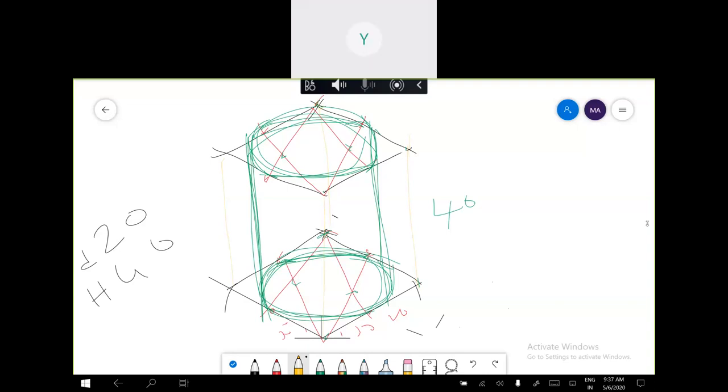Okay, draw it in the drawing sheet or a notebook using drawing instruments. Then only you can understand.